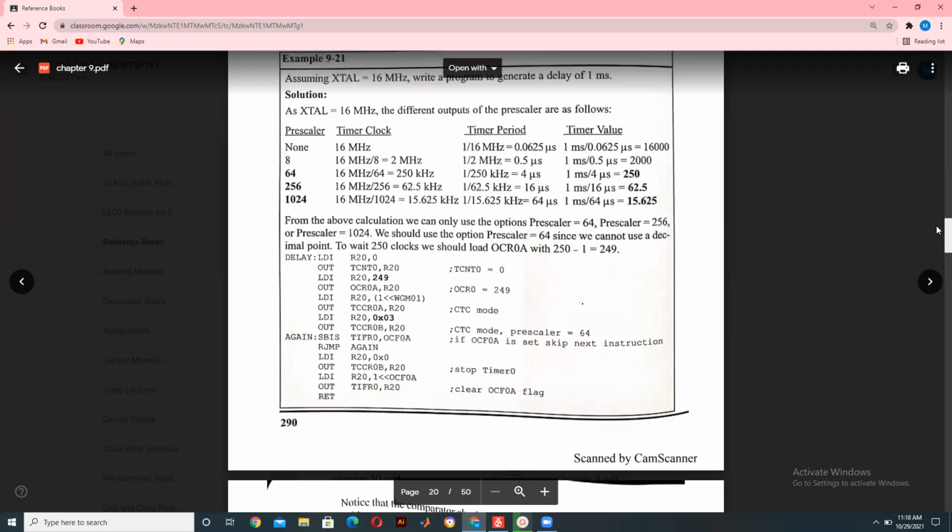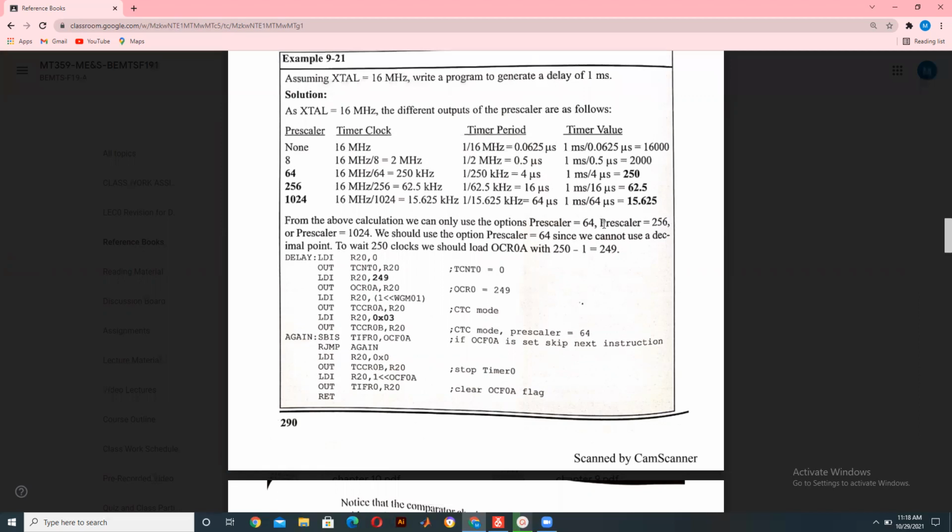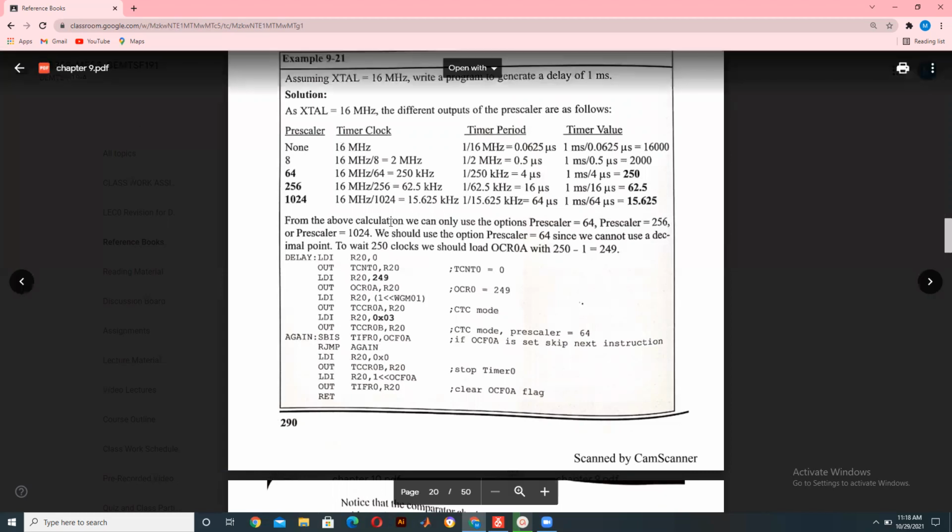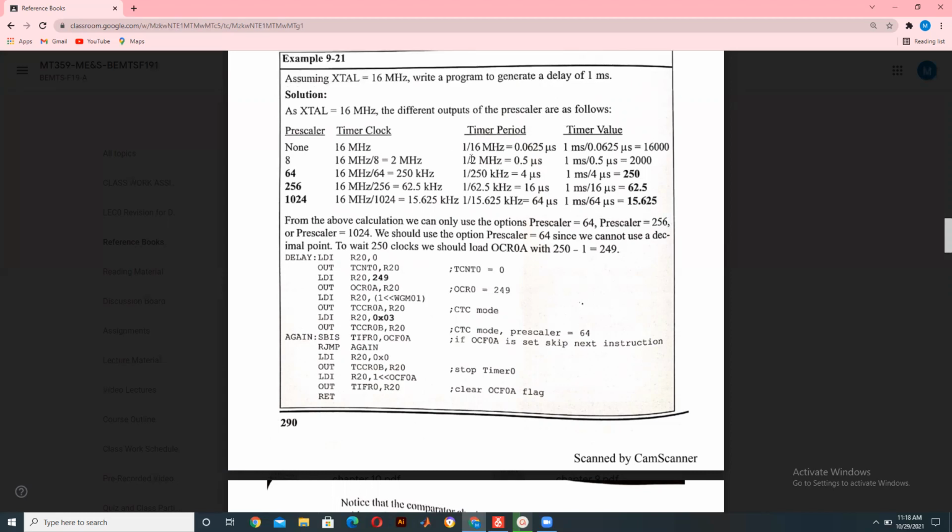Next example: write a program to generate a delay of 1 millisecond. It's not microsecond, it's going to be milliseconds. At first we state it as 1 millisecond, and then we make this program. The clock is 16 megahertz, so 1 divided by 16 megahertz is 0.0625 microseconds, and 1 millisecond divided by 0.0625 microseconds gives this answer.